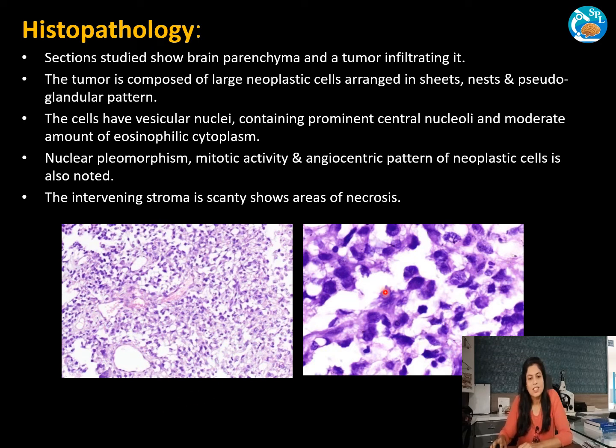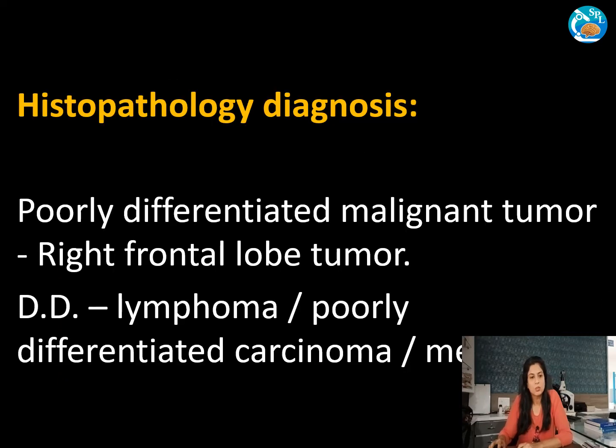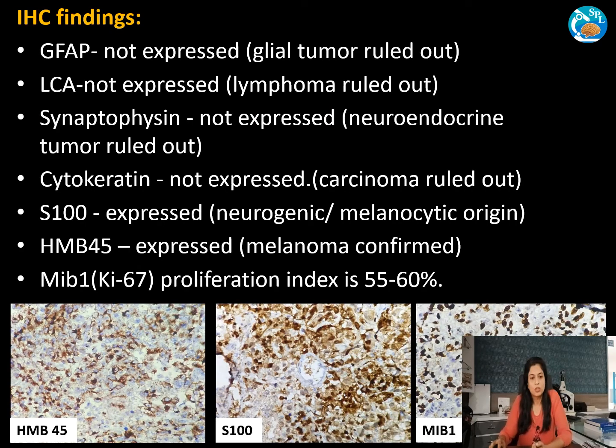Now these cells had a high N/C ratio, and at some places they showed the presence of prominent nucleoli. Nuclear pleomorphism and increased mitotic activity were noted, and even areas of necrosis were seen. So on histopathology, we called it a poorly differentiated malignant tumor. The differential diagnoses we had in mind were lymphoma, poorly differentiated carcinoma, or a melanoma. I thought of melanoma because it showed central prominent nucleoli.